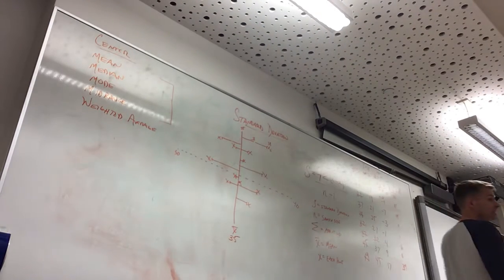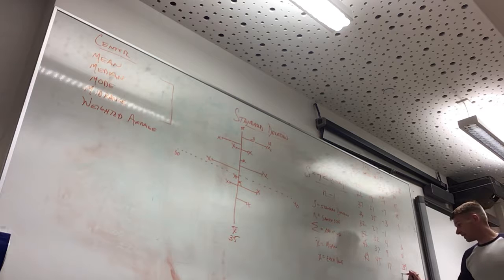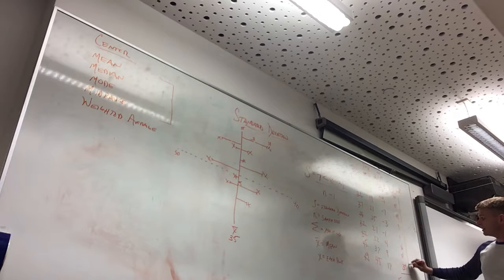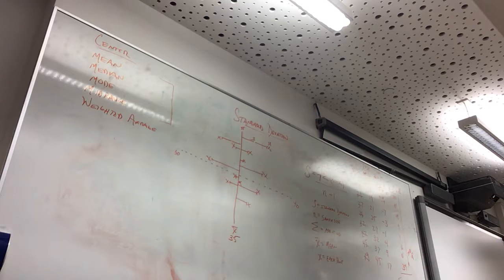Alright, next step. Next step is take column 3 and add up column 3. And then don't say the number yet until you both have an answer. Then you can compare.